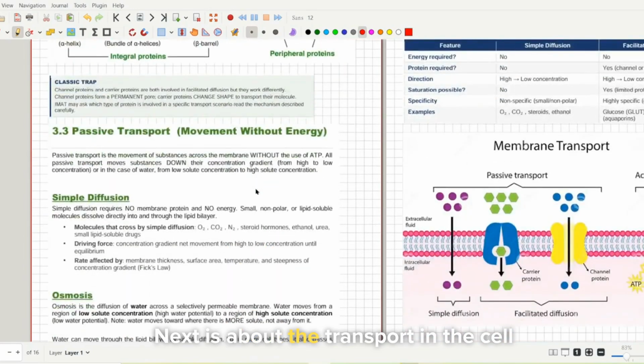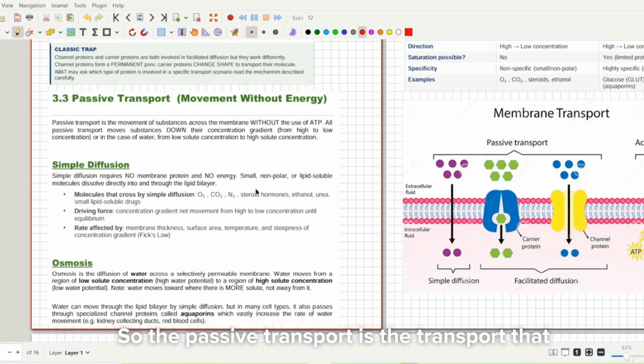Next is about the transport in the cell membrane. There are two types of transport. One is passive and the other is active. First we will discuss passive transport. Passive transport is the transport that occurs passively. Passively means it does not need ATP to do the motion. So it actually moves from high to low concentration.